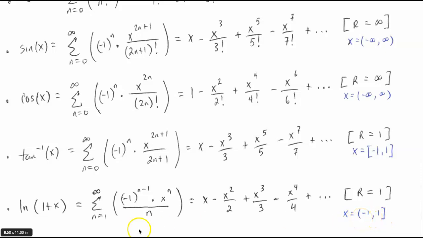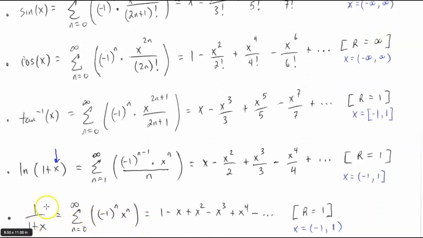And of course, that makes sense because if we were to plug in a -1 right here, then that would give us natural log of 0. And of course, we know that the natural log function cannot be evaluated at 0 or a negative number. So it makes total sense why this particular power series version of natural log of 1 plus x would not be able to converge when x is equal to -1.